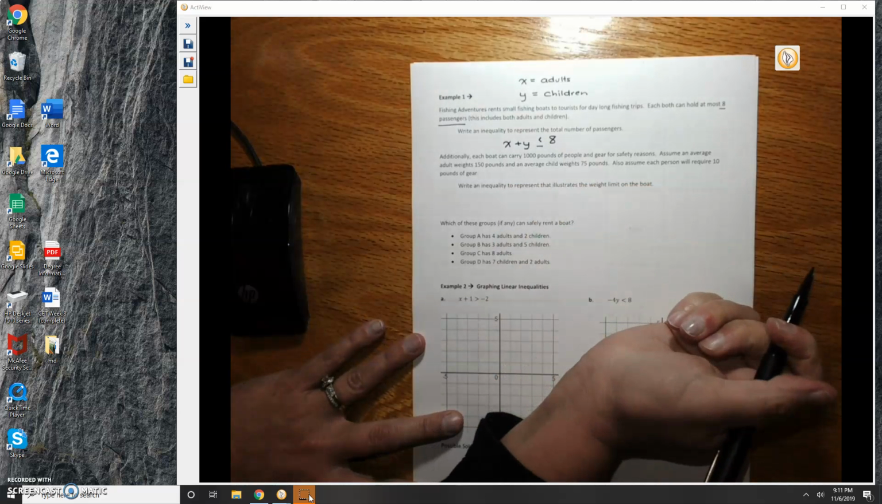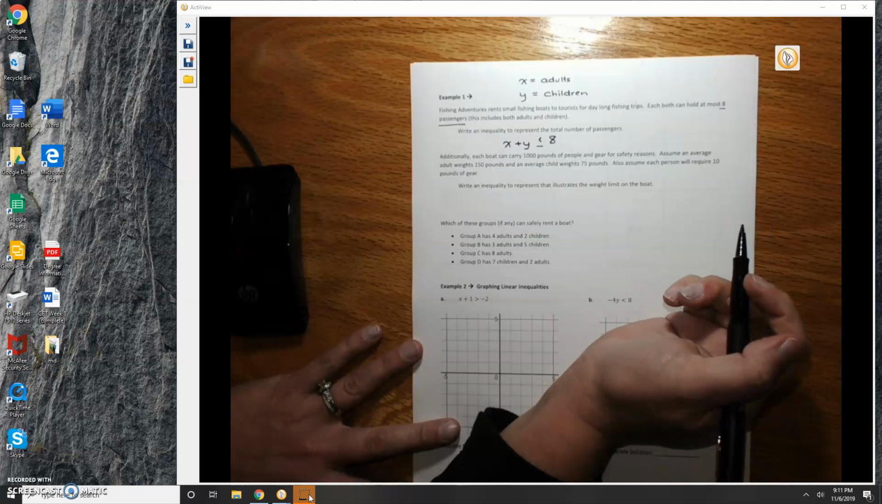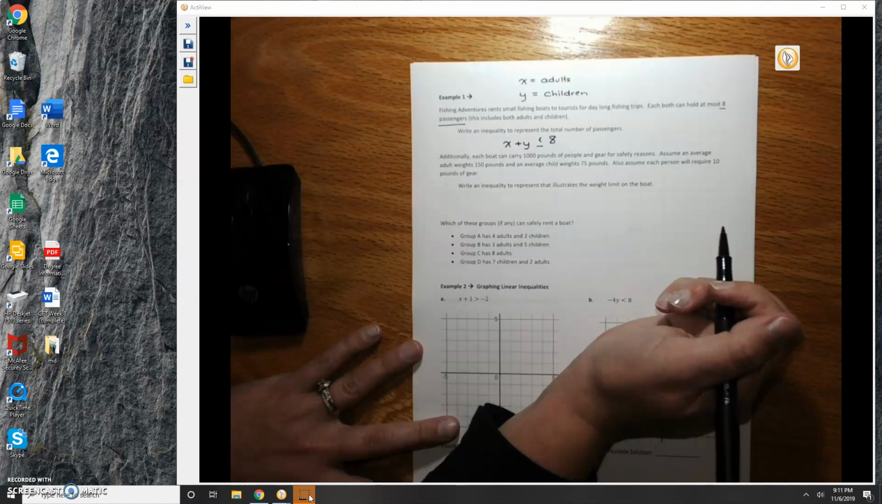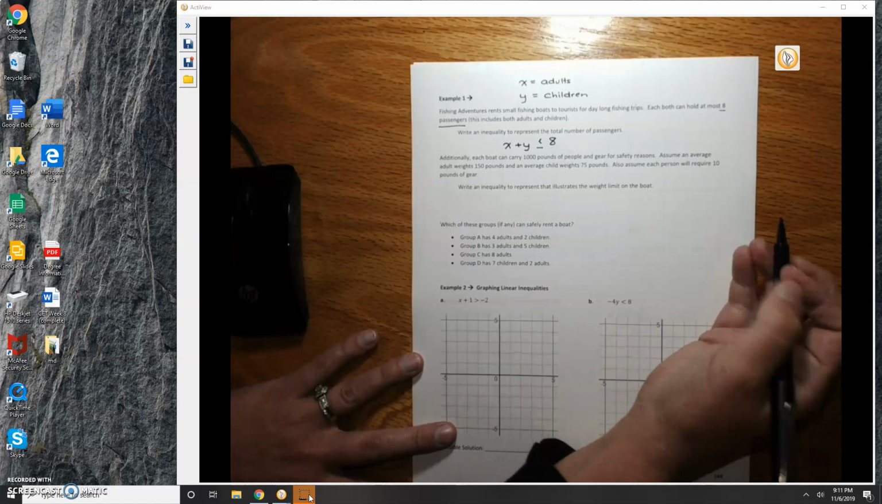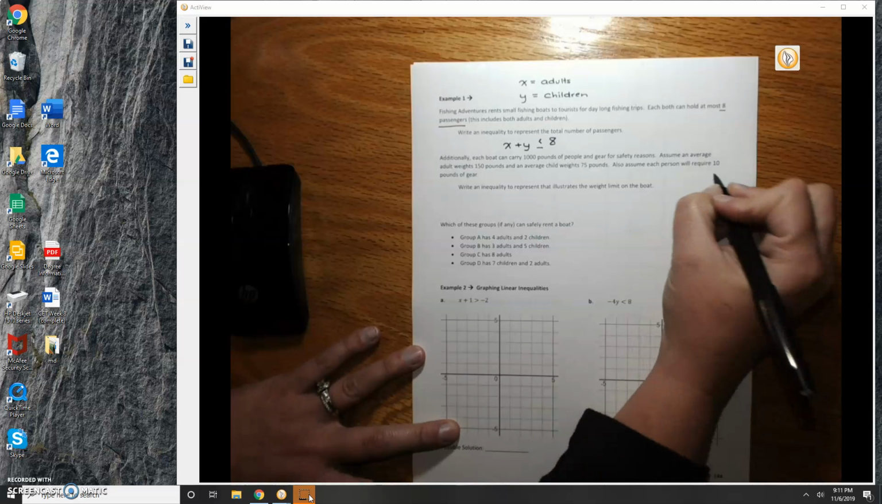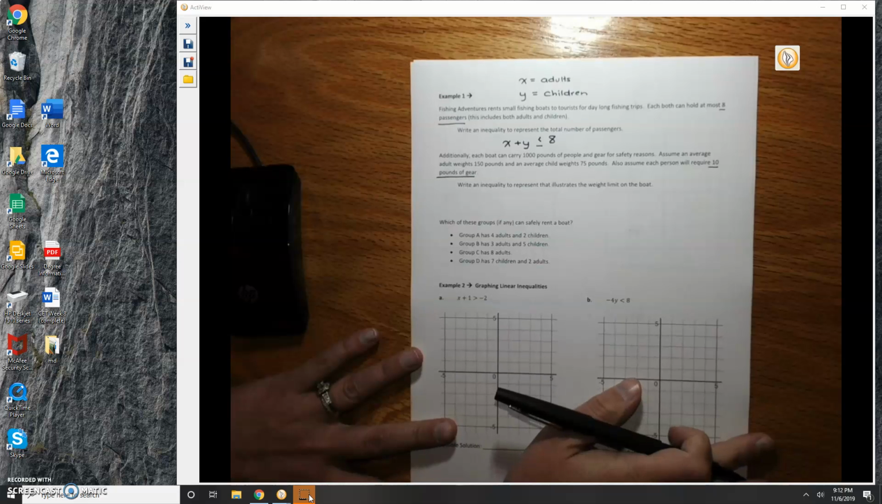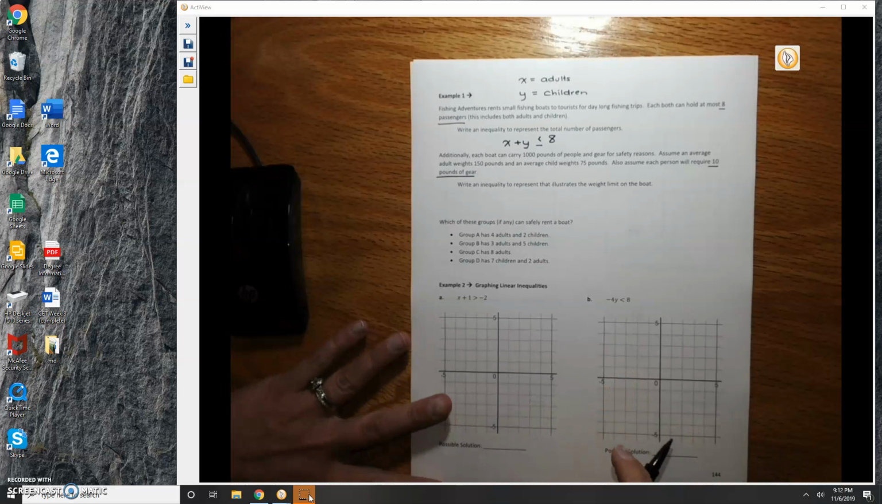All right, now another constraint that we have. Each boat can carry 1,000 pounds of people and gear for safety reasons. Assume an average adult weighs 150 pounds and an average child weighs 75 pounds. Also assume that each person will require 10 pounds of gear. All right, so write an inequality to represent the weight limit on the boat.